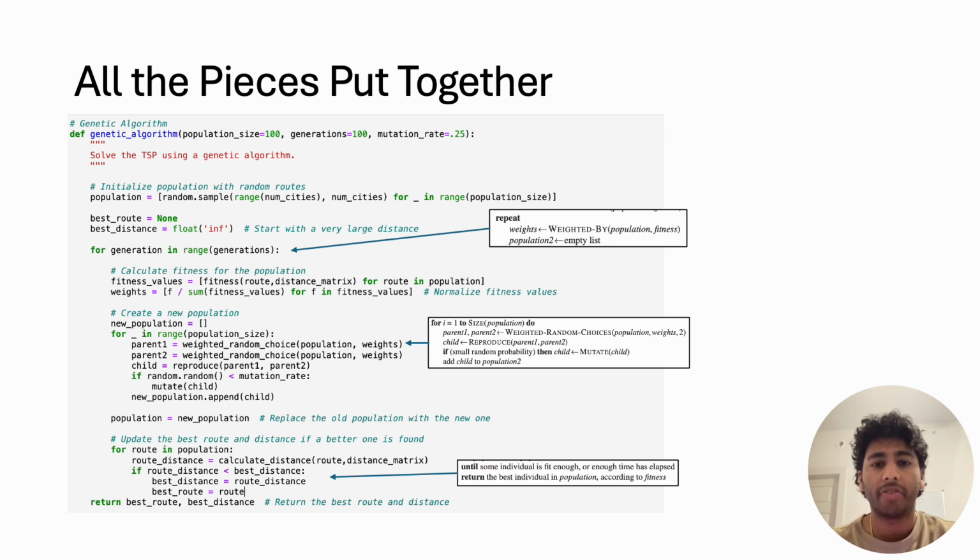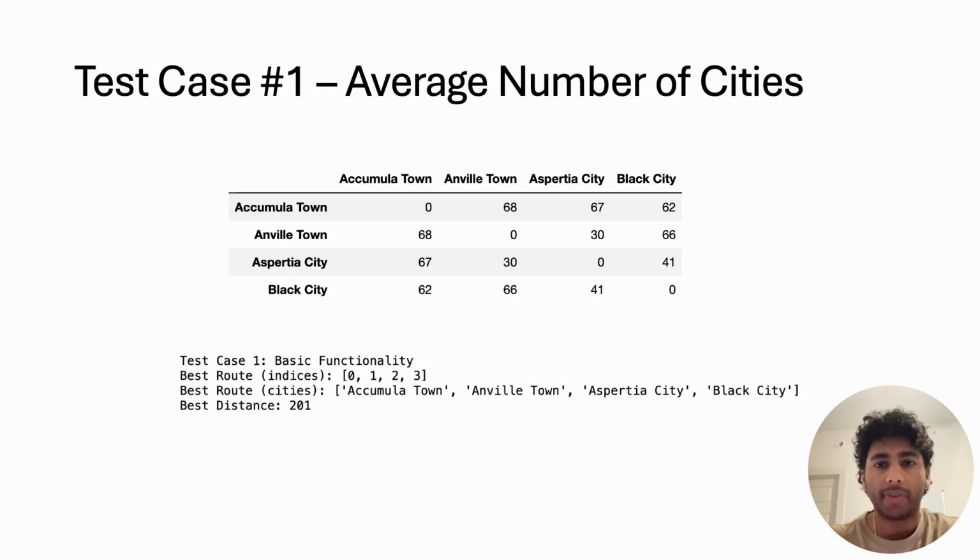The best generated route is stored and compared to the best route across all generations. This new population set is then used for the next generation. After n generations, the best global route is returned. Now let's walk through some test cases.